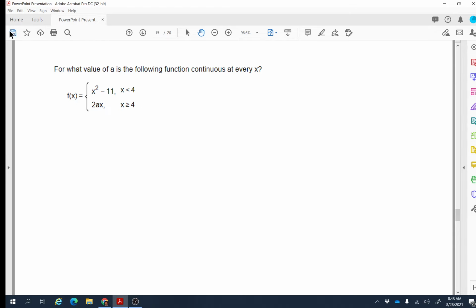Let's look at another example here. We have been given a piecewise function, and we need to find out what value of a makes the function continuous everywhere. For what value of a? So we need to find the value of a for which this function is continuous.